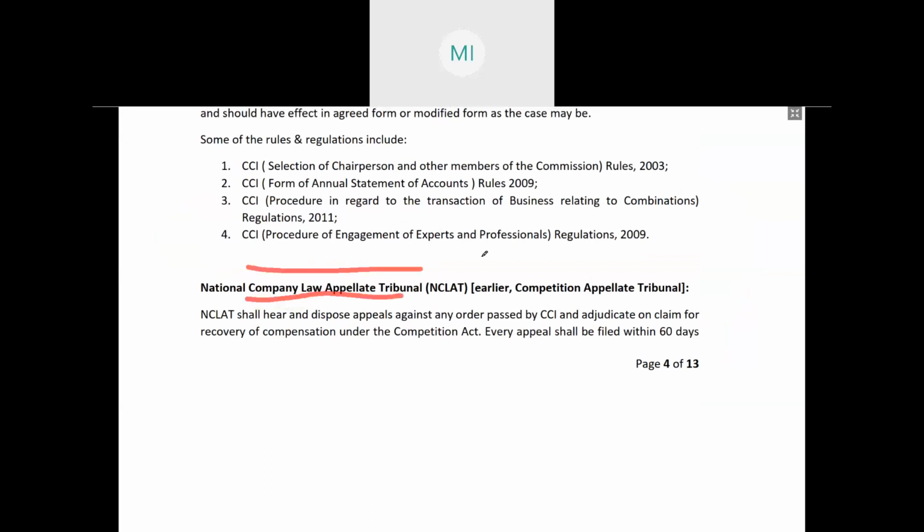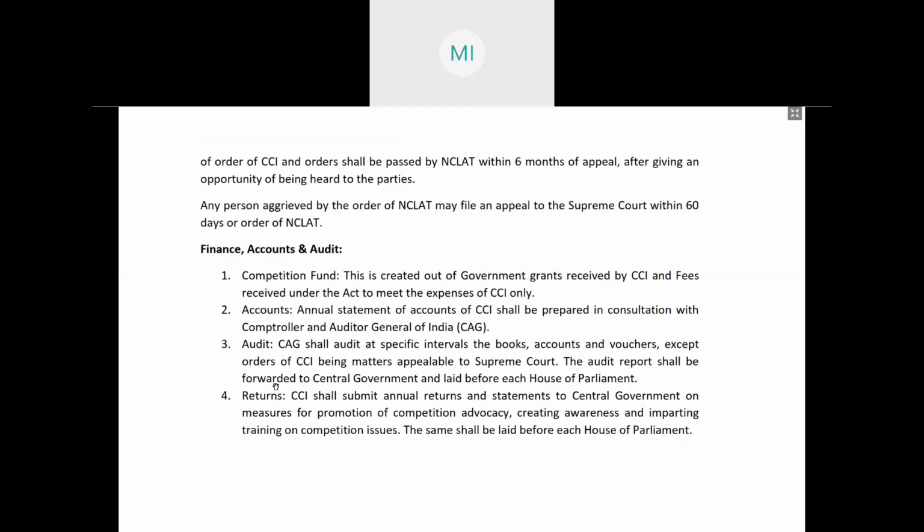We have this NCLAT. It will function as a Competition Appellate Tribunal also to hear appeals against the orders passed by CCI. And to recover any kind of compensation under the Competition Act, NCLAT will act as the appellate authority. Here you have to remember the timelines. Appeal has to be filed within 60 days of the order of CCI, and like CCI, NCLAT, that is the appellate authority, shall endeavor to dispose of the appeal within 6 months, right?